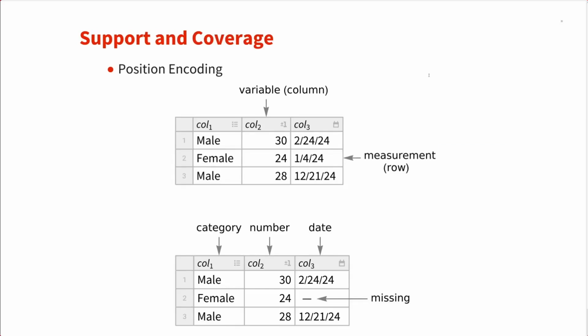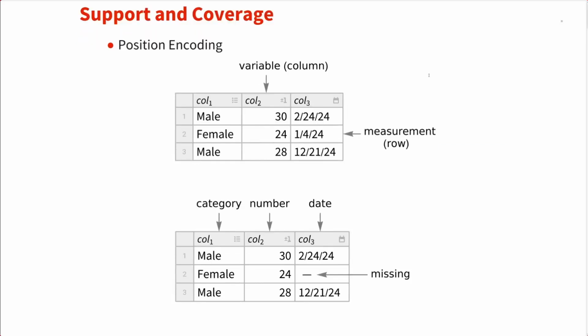Okay, so what is the tabular visualization syntax? To understand this, let's look at the structure of tabular. We have columns that we can think of as variables and rows that we can think of as measurements. There can be different types of columns like categorical, numeric, date, quantity, expression, and so forth. And in each column, we have values of that type or missing values.